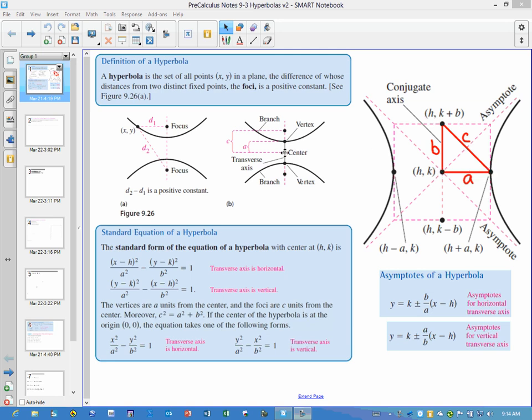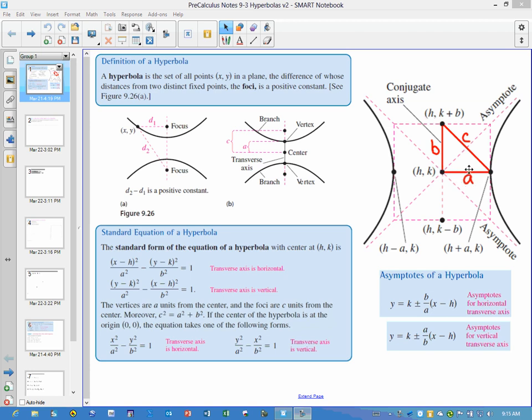And we still have the same idea of the distance from the center to the vertex. That distance is going to be A, just like it was in the ellipse. And the distance from the center to the foci is going to be C. But unlike the ellipse, which had A being the largest value, in the hyperbola, C is always going to be the largest value. So when we look at that hidden triangle, C is going to take on the role of the hypotenuse rather than A being the hypotenuse.